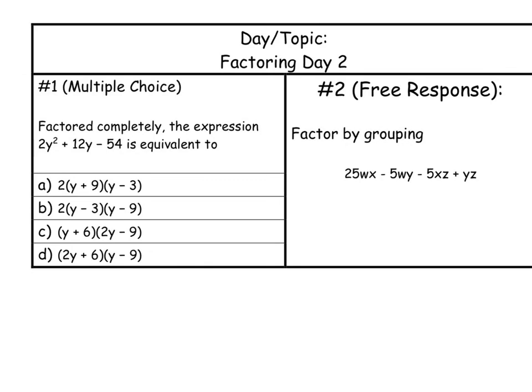And in number 2, you're going to factor by grouping. So group two terms together, so you have one set of parentheses with two terms, another set of parentheses with two terms, and then you're going to factor out the GCF for those pairs of terms. And then follow the directions like we did in the notes.